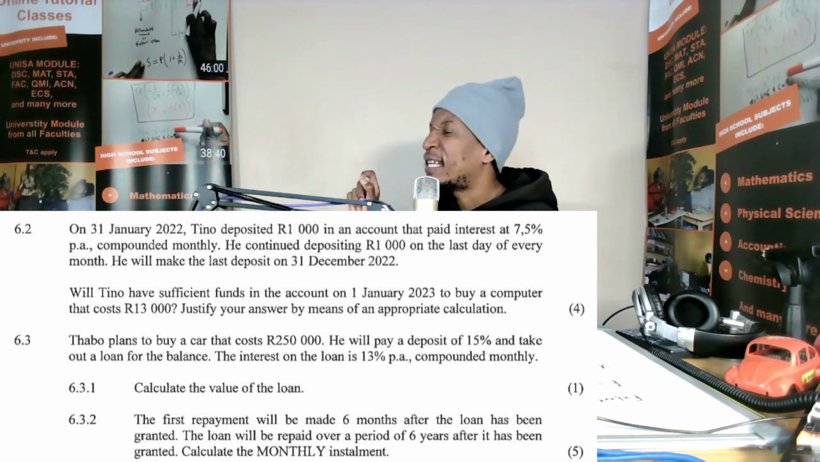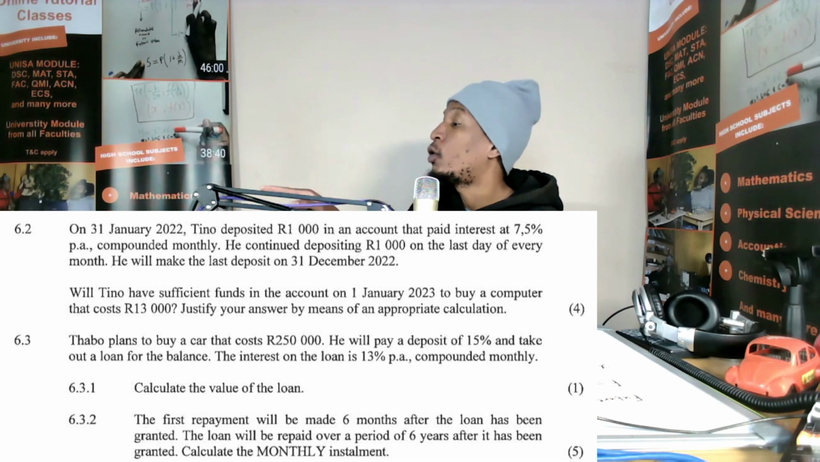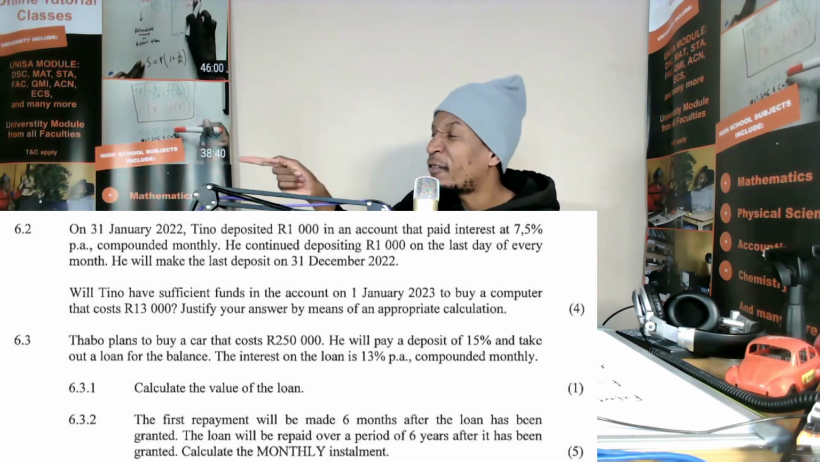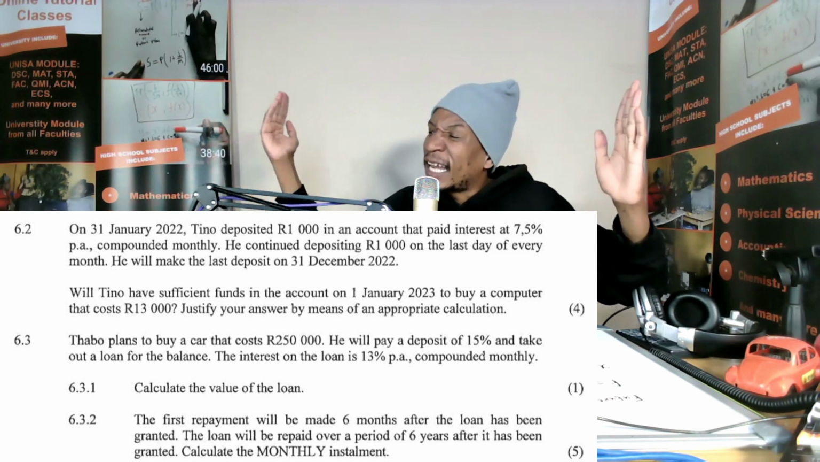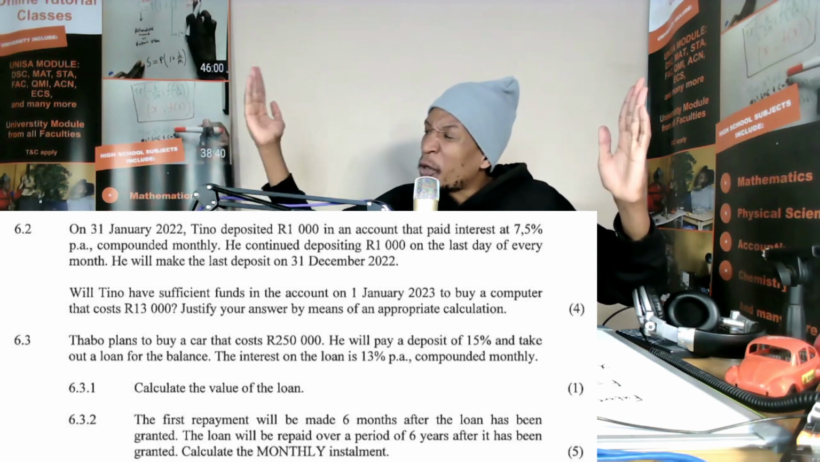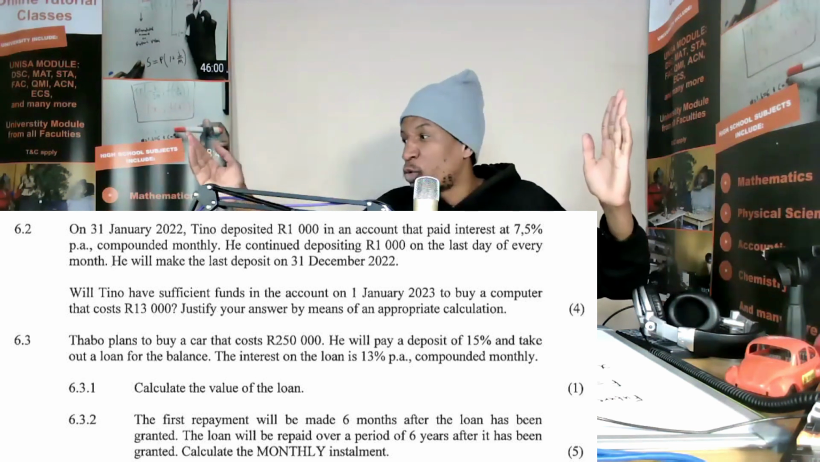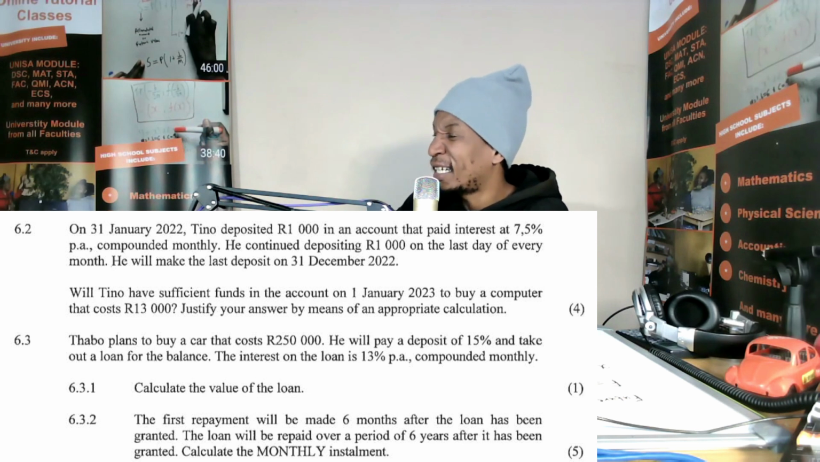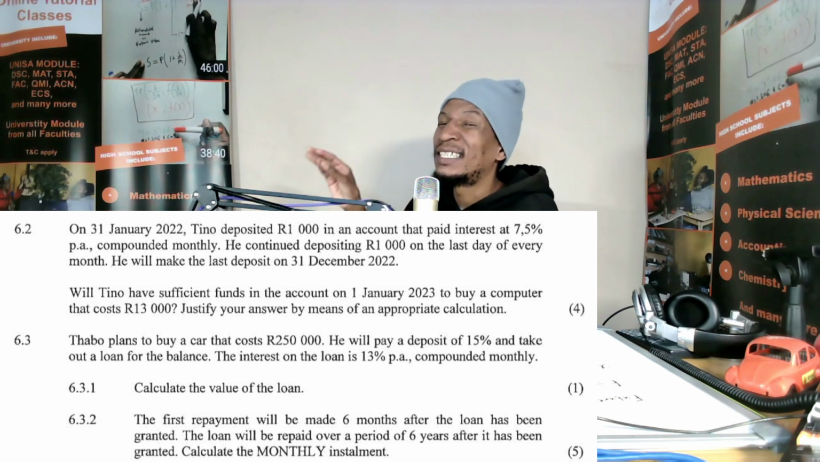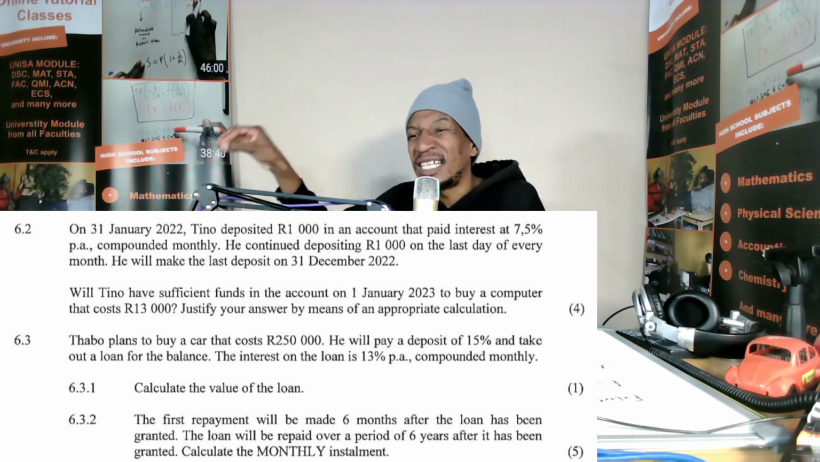And then the question goes on to say, he will make the last deposit on the 31st of December 2022. So from January, at the end of every month, he made deposits, and the last deposit would be made on the 31st of December 2022. Now, the question is, will Tino have sufficient funds in the account on the 1st of January 2023 to buy a computer that costs 13,000? Justify your answer by means of appropriate calculations, whether Tino will afford that computer, which is 13,000.